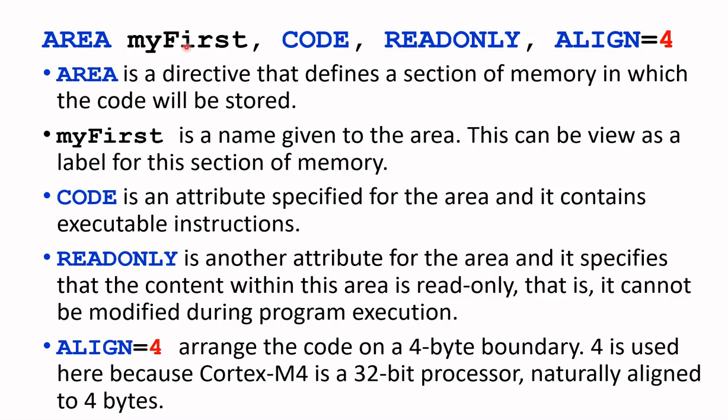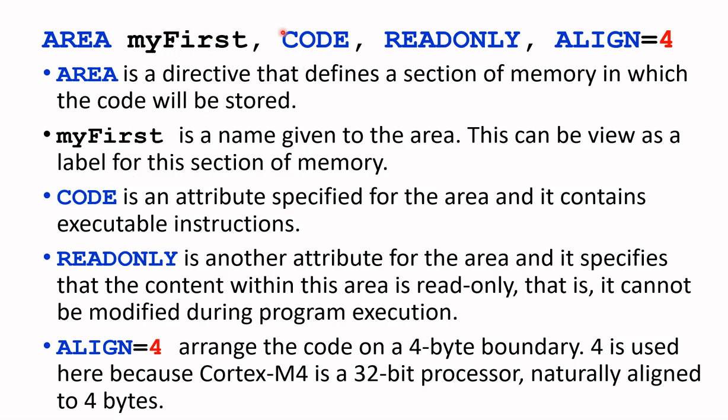All right, so the first line is this. Now, the AREA, this word here, is a directive that defines a section of memory in which the code is stored. Now, my first is the name given to this area, and this can be viewed as a label for this section of memory. It doesn't have to be my first. You can give it any other name of your choice.